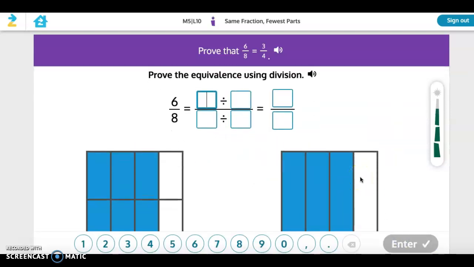So now prove the equivalence using division. So I have my 3/4 here, my 6/8 here. This is just like the one we did before, now with area models to help illuminate that they are in fact equivalent amounts shaded in. 6 divided by 2 gives me 3, and 8 divided by 2 gives me 4. And they're both the same on top and bottom.